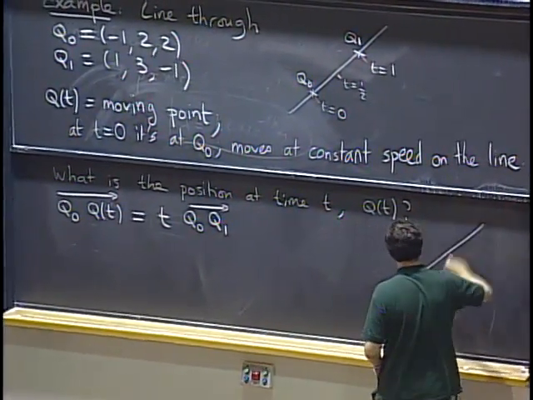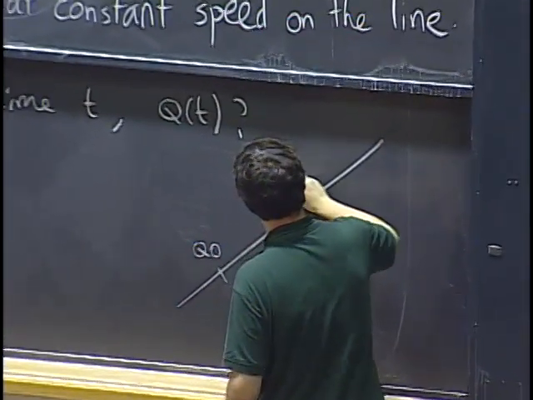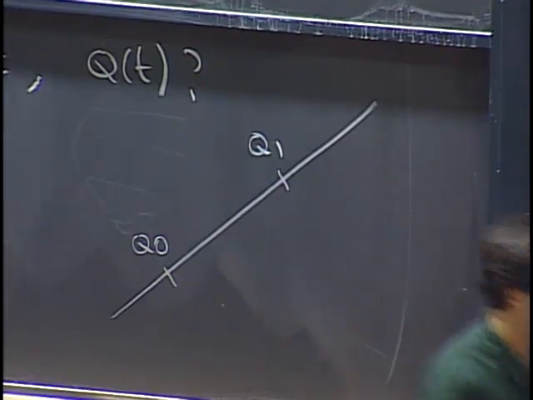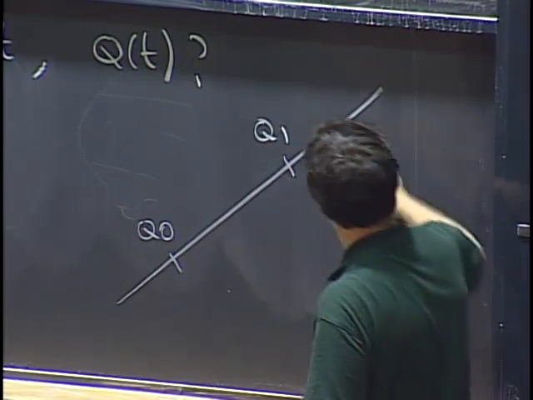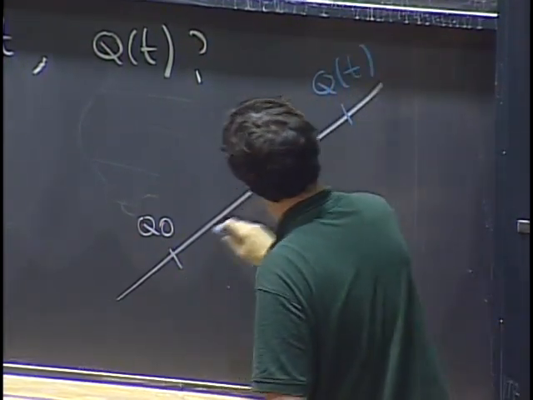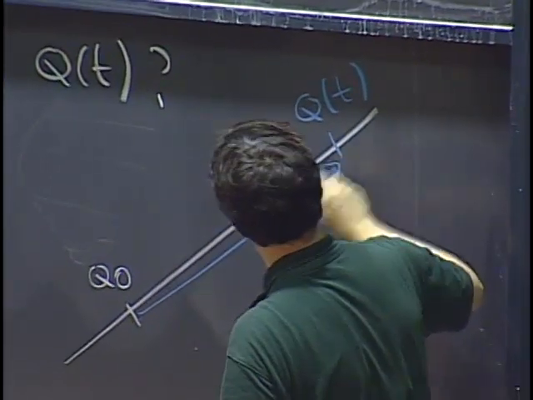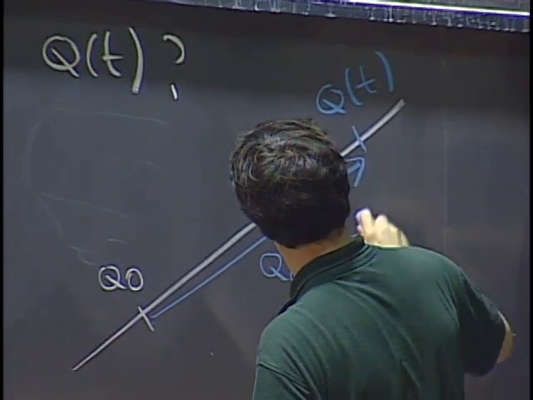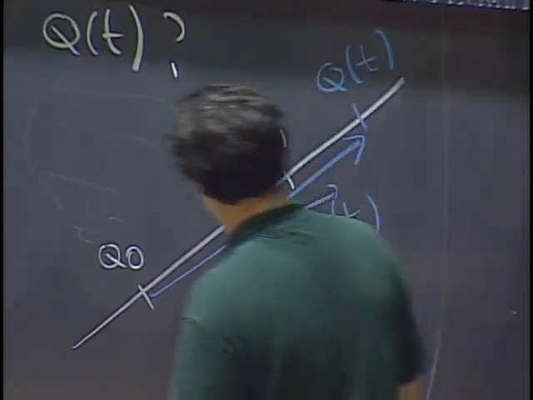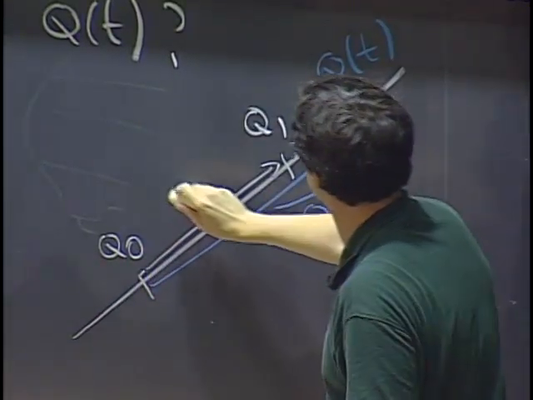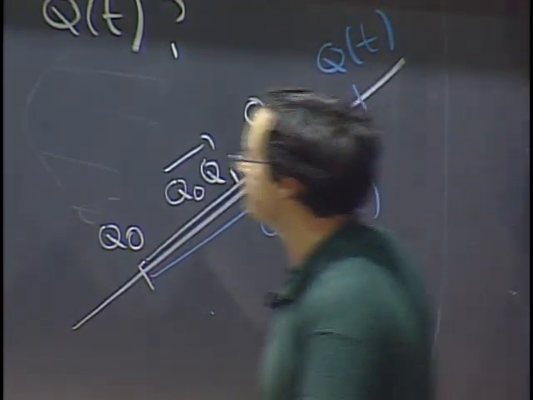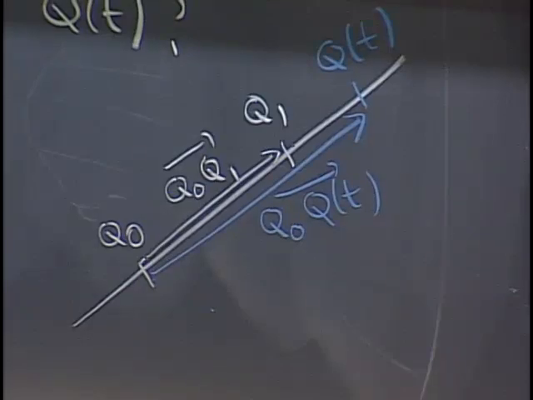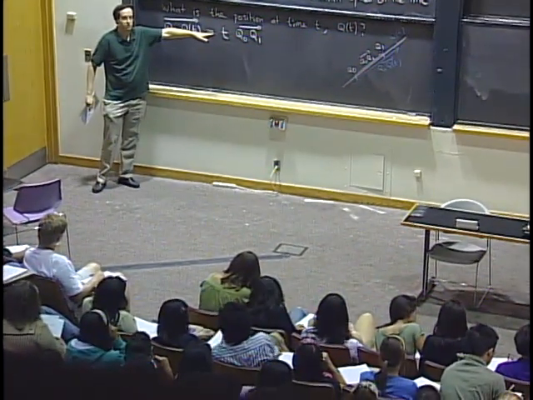Okay, maybe I should draw another picture again. I have q0, I have q1, and after time t, I'm here at q of t, where this vector from q0 to q of t is actually going to be t times the vector q0q1. So when t increases, it gets longer and longer. Okay? Does everybody see this now? Is that okay? Any questions about that?